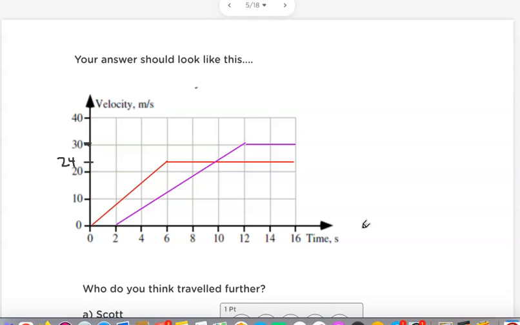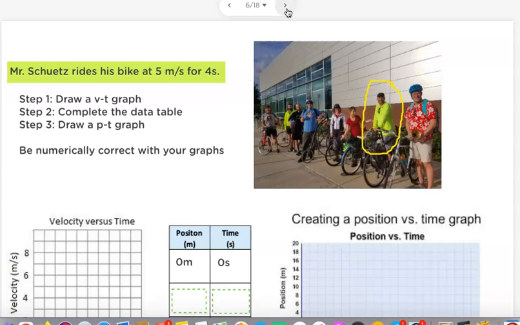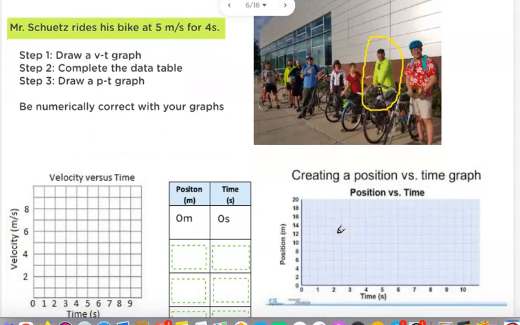Okay, so if you predicted that Scott travels farther during the 16 seconds, you are correct. If you are incorrect, don't worry. Sometimes making incorrect predictions helps us. We're going to learn why in a little bit. All right, so we have a new problem here.